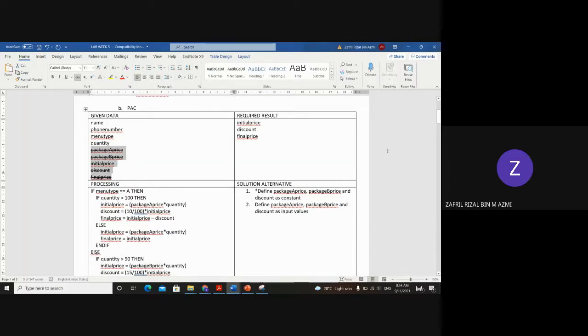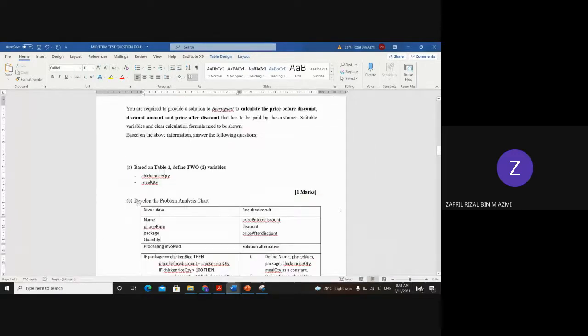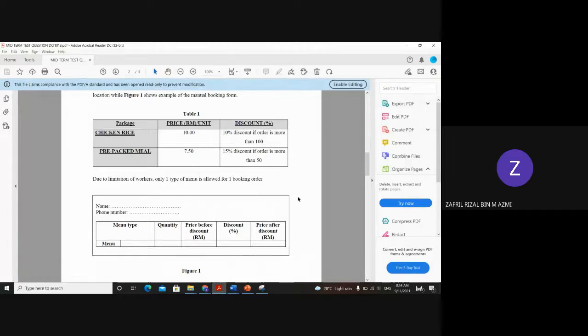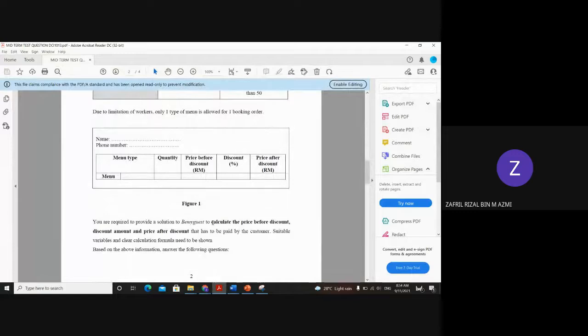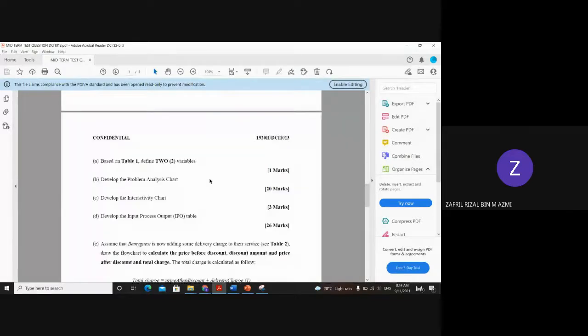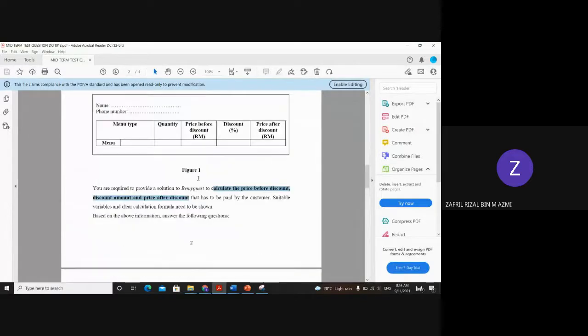Okay, and then the output. What is the output? Is it mentioned anywhere? Calculate the price before discount, discount amount, and price after discount. So highlighted over here, it should be the output. At least 3. If you want to have extra, then it's up to you. But these 3 should be presented.